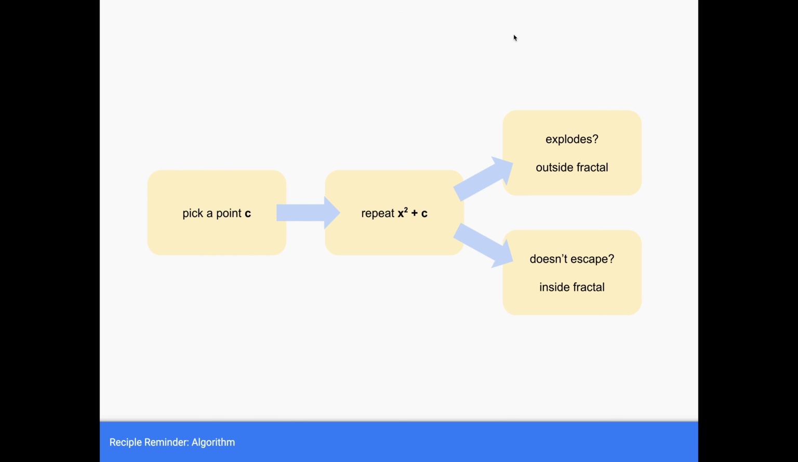So let's just take a breath there and repeat what that recipe was. We're picking a point C, a constant, and we're testing that point to see, does it explode or does it not? We repeat the application of that machine, x squared plus c, with x starting at 0. We keep doing it, and then we try to decide, does it explode? And if it does, it's outside the fractal. If it doesn't escape, it's inside. That's the recipe for the Mandelbrot set. Simple. That is it.